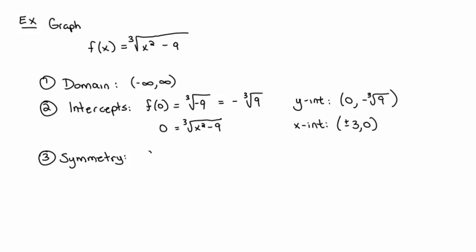And to test a function for odd or even, you evaluate the function at a negative x. And so if we do this, we have the cube root of a negative x being squared minus 9. And so that ends up being the same function that we started with. So that is just f of x. So now that I know f of negative x is f of x, I know that this is an even function.